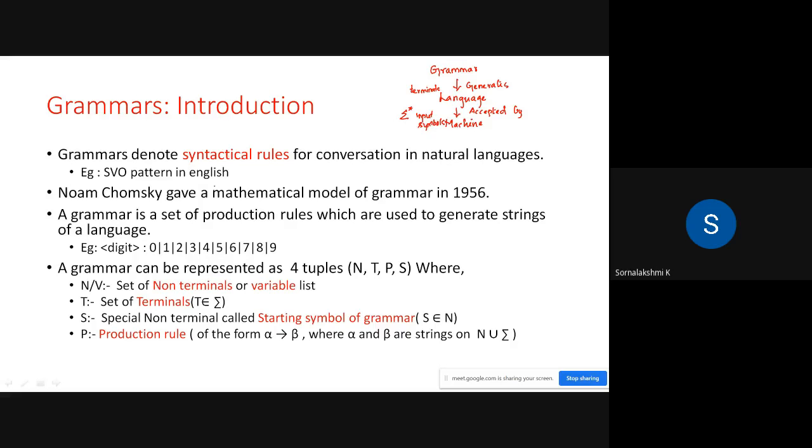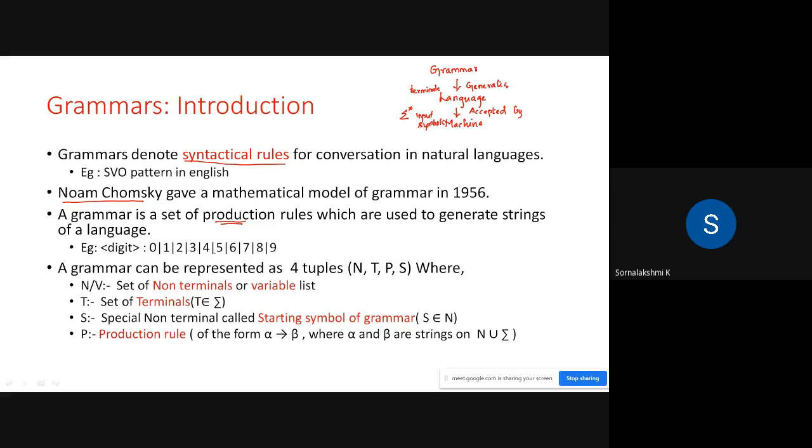So it's a syntactical rule. It is analogous to rules for conversation in natural languages, like a sentence should follow a subject, verb, object pattern, something like that. So it's a set of rules. Noam Chomsky gave a mathematical model for this grammar. The rules are called production rules. They produce strings. The rules followed to produce strings are called production rules, and they are used to generate strings.